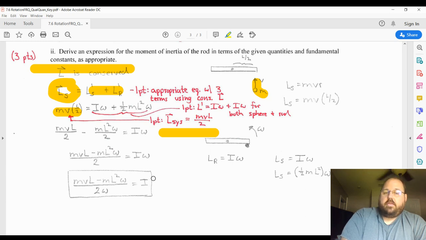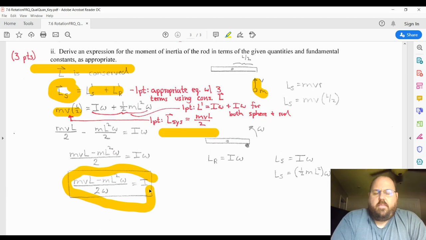The right answer is this. You could simplify it, but I'd rather you not. I'd just leave it like that. But as long as you've got the correct starting equation, that's 1 point. You've done the momentum of the system somehow as mvL over 2. That's the second point. And then L equals I omega plus I omega for both the sphere and the rod. That's 3. There's your 3 points.